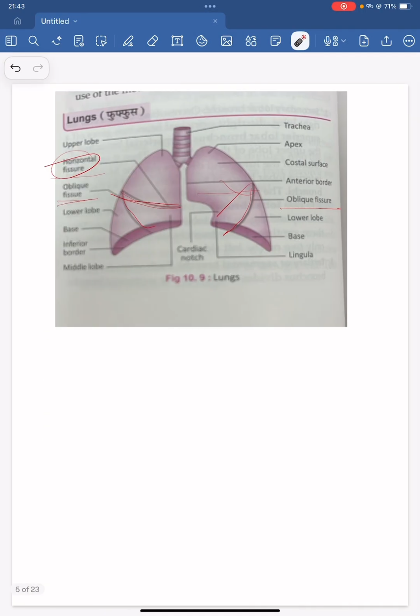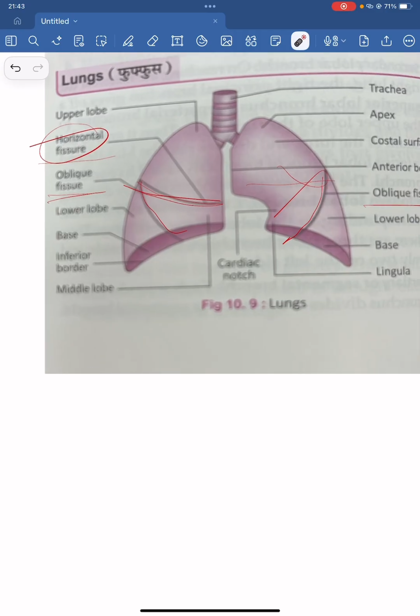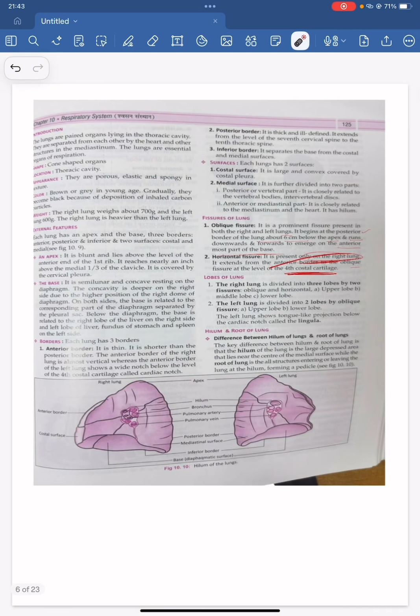So in the image you can see in the right lung, this is the upper lobe, and middle lobe, and this is the lower lobe. So this much you should know.